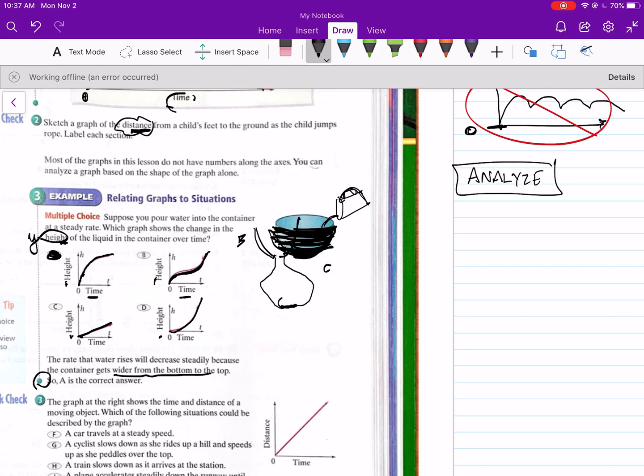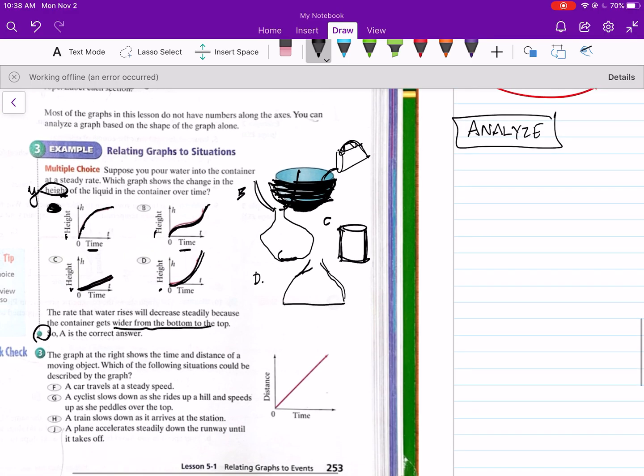C, it says, was just steady over time. So I bet C is some kind of cylinder that's exactly the same all the way through. And then D said it went really slow and then really quick. So that means this is going to be really big on the bottom, and then maybe it kind of levels off like this. It went really slow at the bottom, and then kind of levels off and fills up that way. So maybe something like that.